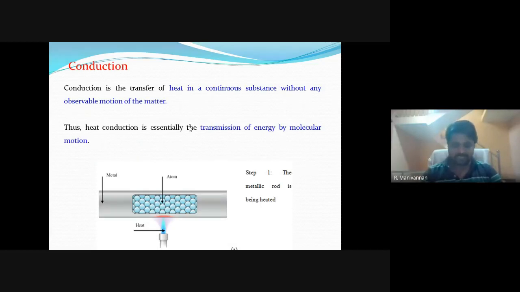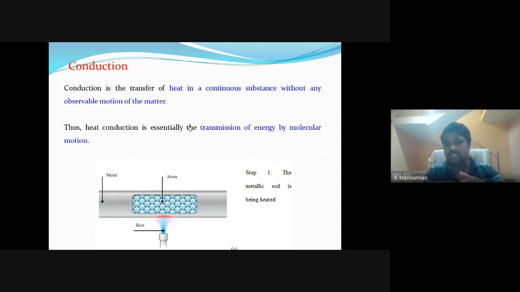Now, what is meant by conduction? Conduction is the transfer of heat in a continuous substance without any observable motion of the matter. Say, for example, you take a solid rod and you heat the solid rod at one end, and you feel the hotness in the other end. The transfer of energy is due to the conduction. In this mode of heat transfer, we cannot see any motion of matter, but energy is getting transferred. It is because of the conduction.